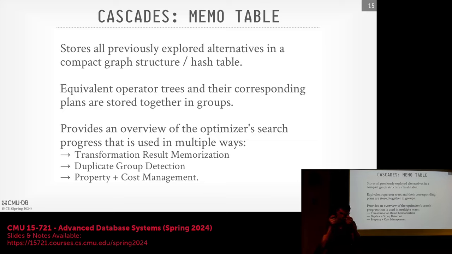Yes? Is this going to be happening in the where clause, or could it happen in other places?